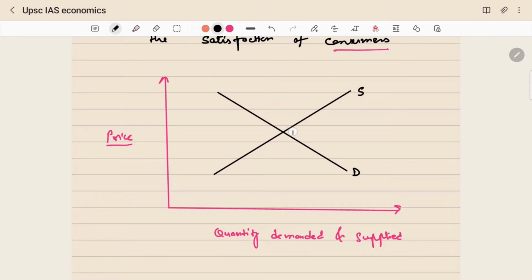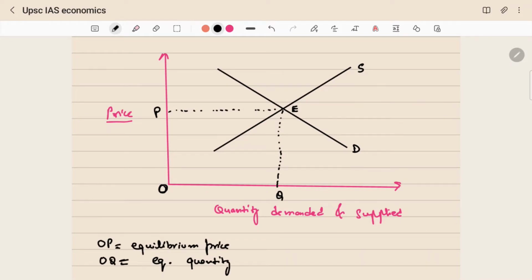The point of intersection E is the equilibrium, and the equilibrium price is P and the equilibrium quantity is Q. Suppose this is the origin O. So OP represents the equilibrium price and OQ represents the equilibrium quantity. Equilibrium point वो point है जहाँ पर quantity demanded and quantity supplied both are same. QD is equal to QS. QD is the quantity demanded and QS is the quantity supplied.